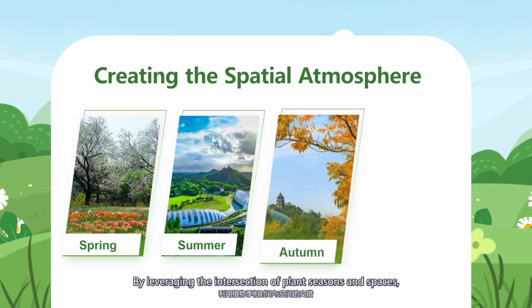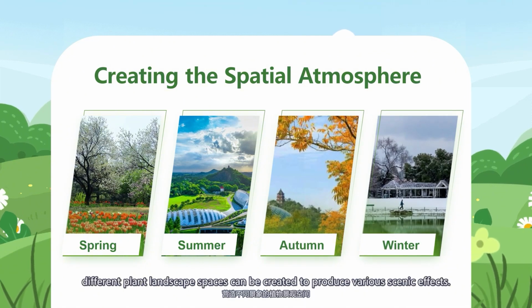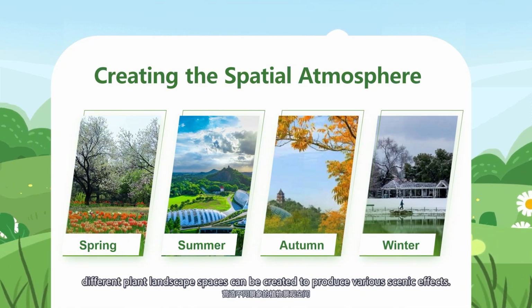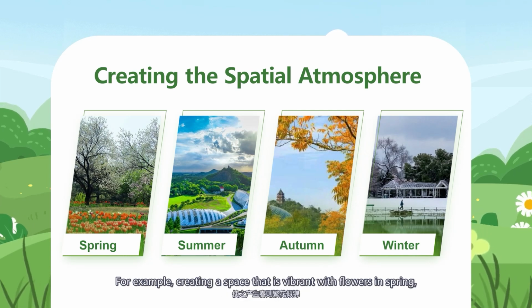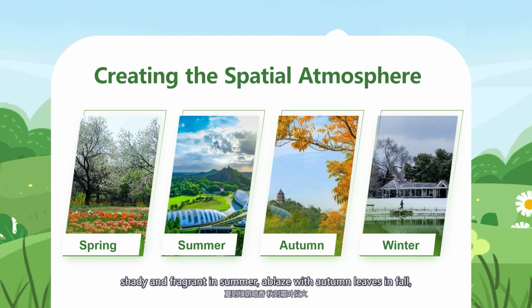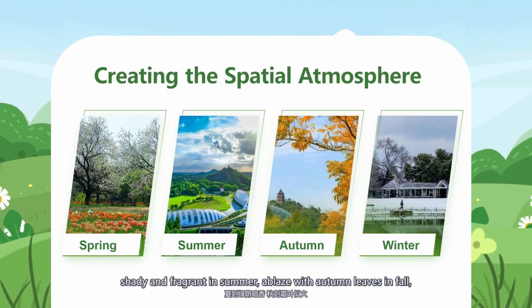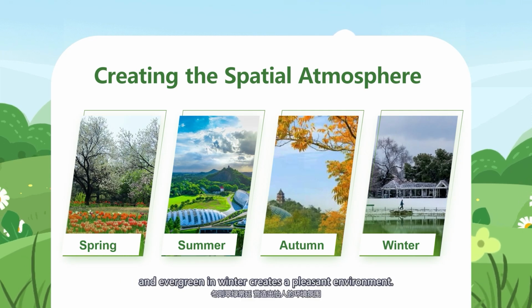By leveraging the intersection of plant seasons and spaces, different plant landscape spaces can be created to produce various scenic effects. For example, creating a space that is vibrant with flowers in spring, shady and fragrant in summer, ablaze with autumn leaves in fall, and evergreen in winter creates a pleasant environment.